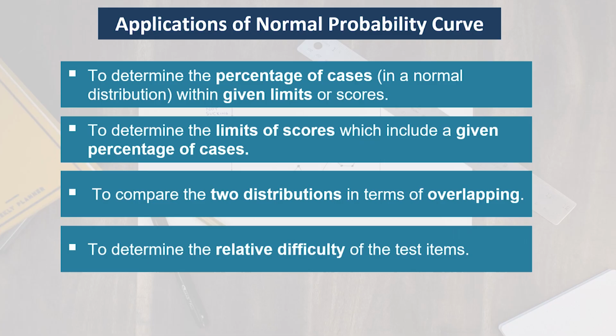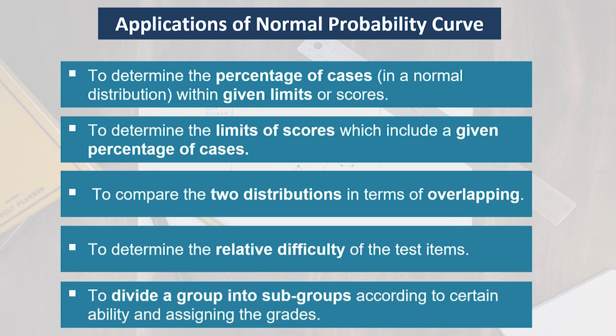You will find that in a test we take many items, many questions. So how do we know which item is difficult, and how much? If 2 or 3 items are there, which item is more difficult? To compare 2 items, I will ask how much more difficult it is. Such questions are answered when we use the fourth application of the normal probability curve, that is, to determine the relative difficulty of the test items.